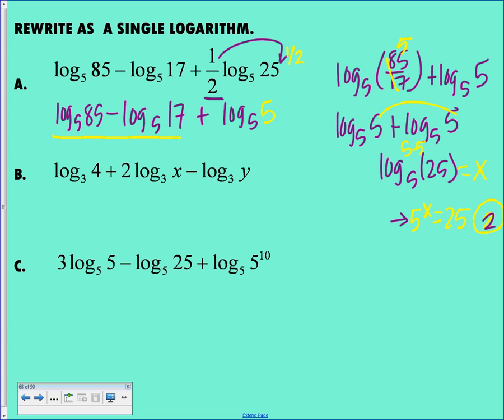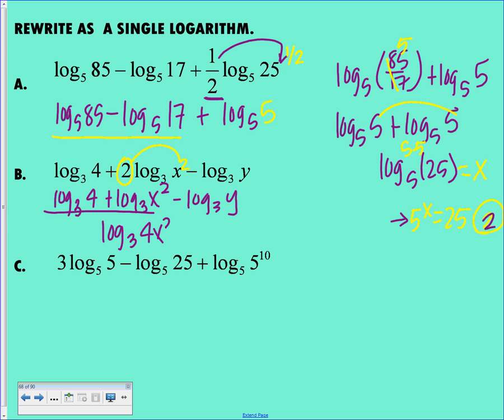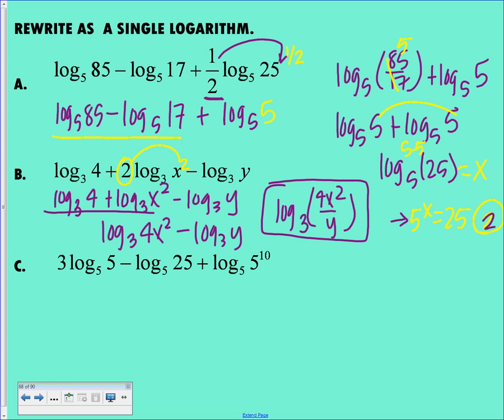Again, first thing you're looking for is a coefficient. So I see this coefficient of a 2, so that means I need to move this back here, and that makes that x squared. Okay, so now I've got log base 3 of 4 plus log base 3 of x squared minus log base 3 of y. Again, you start from the left to the right. Addition is like multiplication. So now I've got log base 3 of 4 times x squared, which is just 4x squared, minus log base 3 of y. Now I'm subtracting, and subtracting is like division. So I have log base 3 of 4x squared over y. Okay, and that doesn't simplify down anymore.